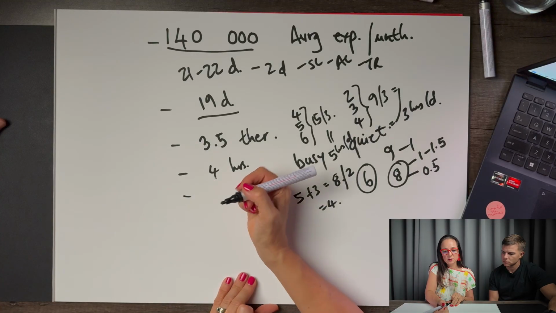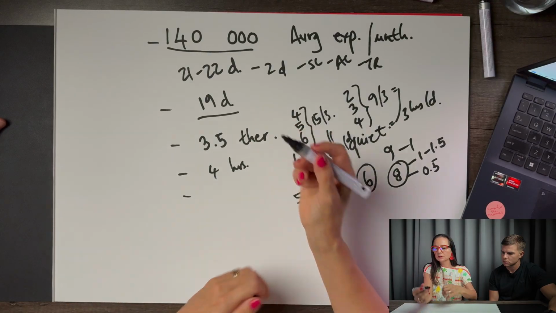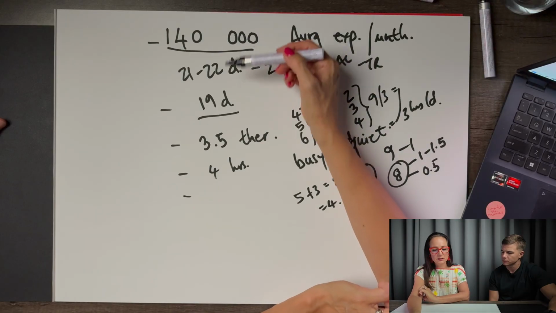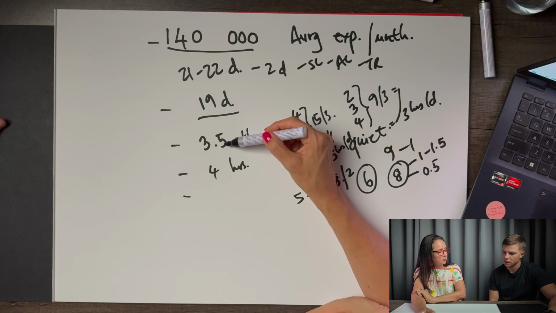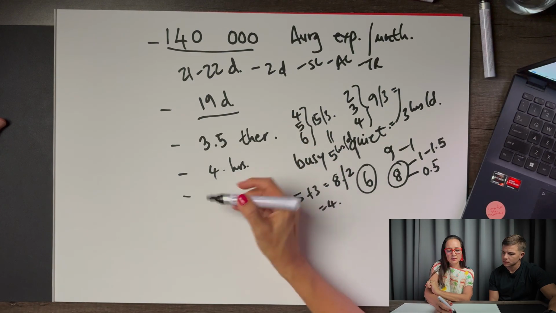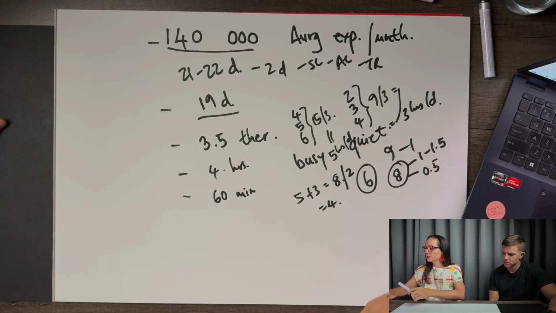And then next up, we're going to look at now calculating. So we are going to take the 140 divided by 19 days, divided by 3.5 staff members that bring in money, divided by an average of 4 hours of bringing in money, and then there are 60 minutes in an hour. So I'm going to take a moment and do that sum.